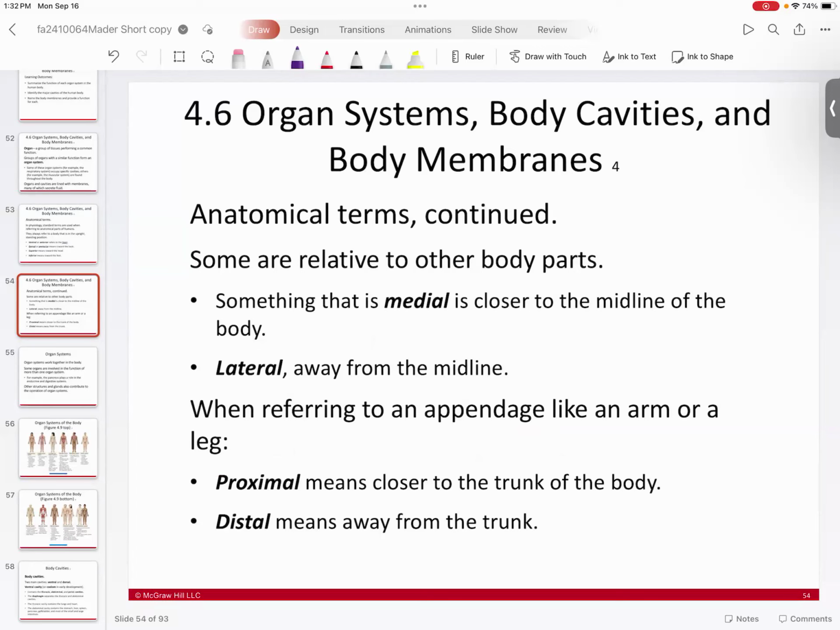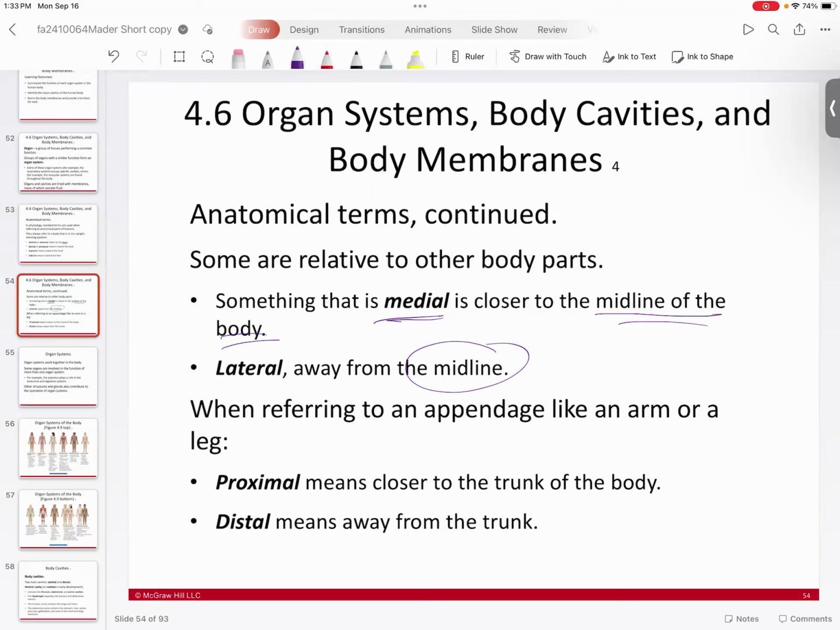A couple of other things. Notice these things come in pairs, so they usually come as a duo. Another one is medial and lateral, right? Something that is medial is close to the midline of the body, whereas lateral is further away from the midline of the body. For instance, my pinky toe is lateral to my big toe, which is medial because it's closer to the midline of my body.